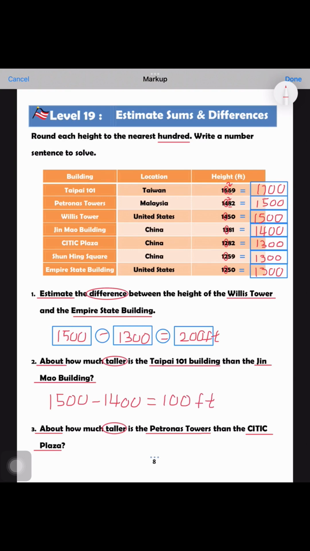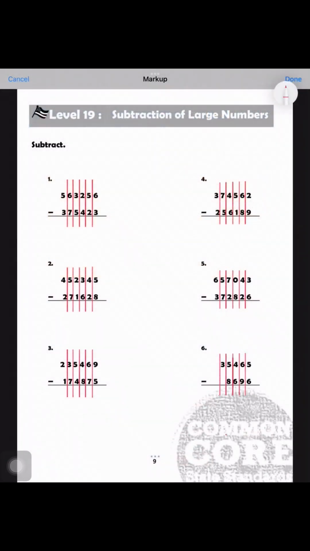Question 3. About how much taller is the Petronas Tower than the Cetek Plaza? So we do subtraction, and it is 1,500 minus 1,300. The answer is 200 feet. Let's turn to page 9. Here is some exercise for subtraction. Question 1. 6 minus 3 equals 3. 5 minus 2 equals 3.